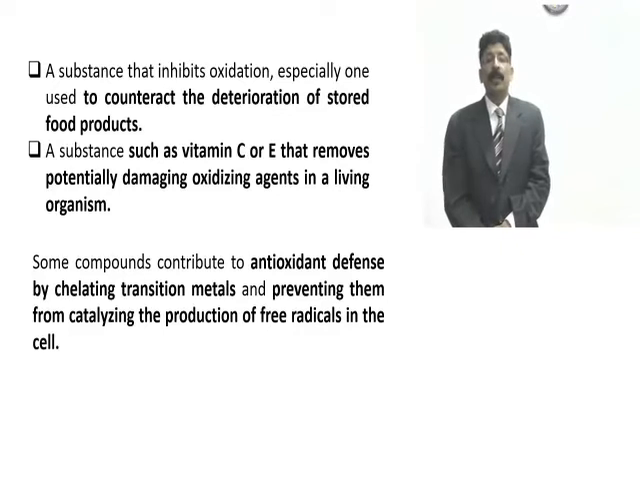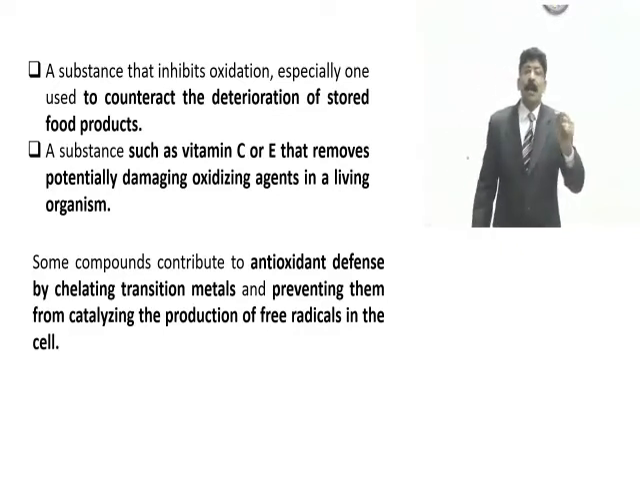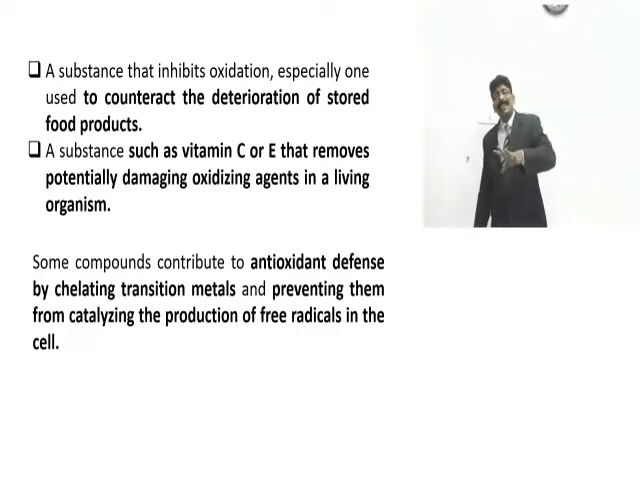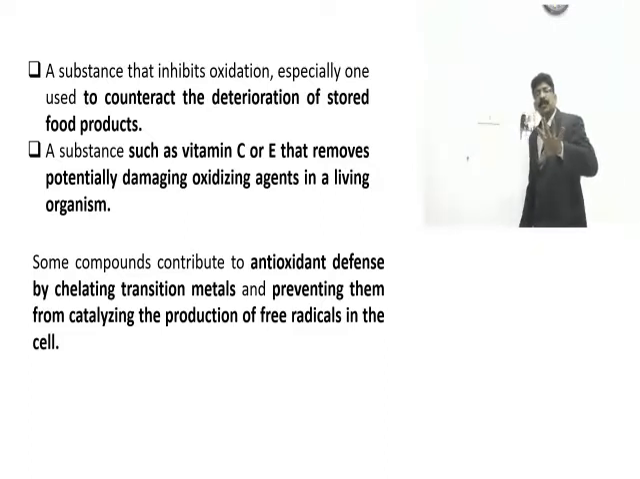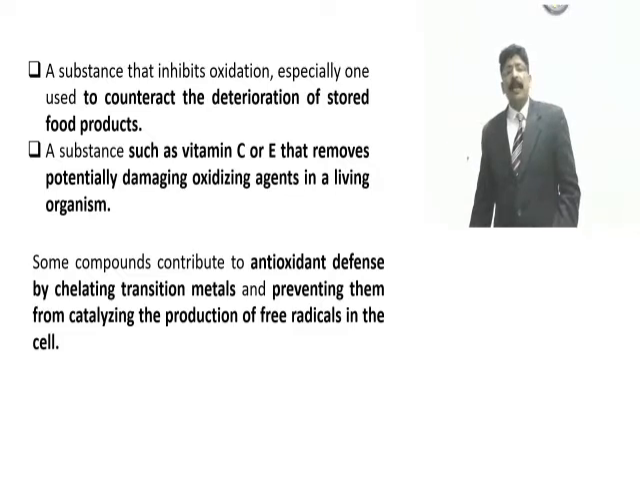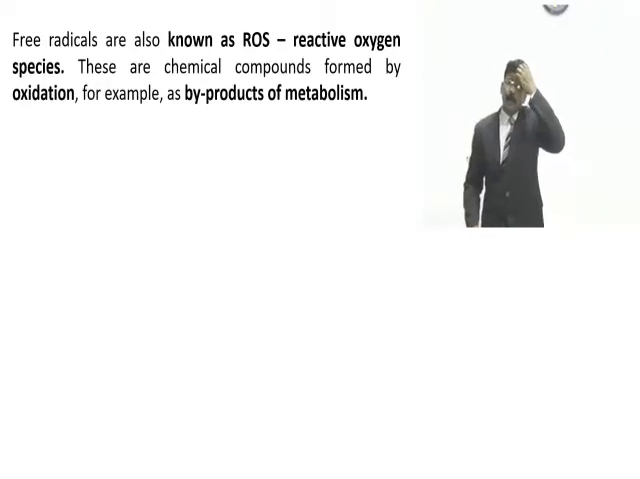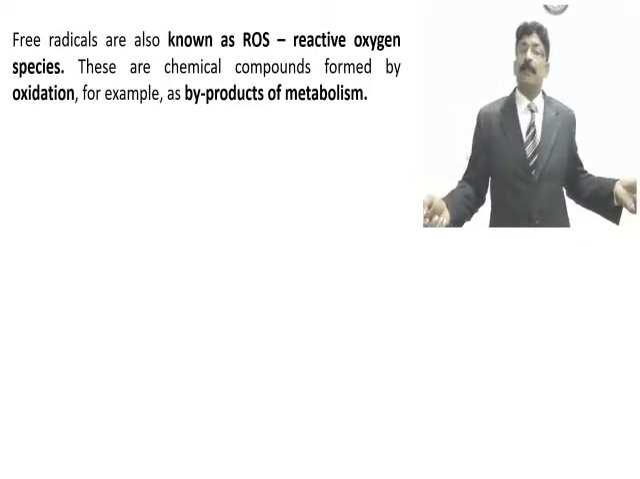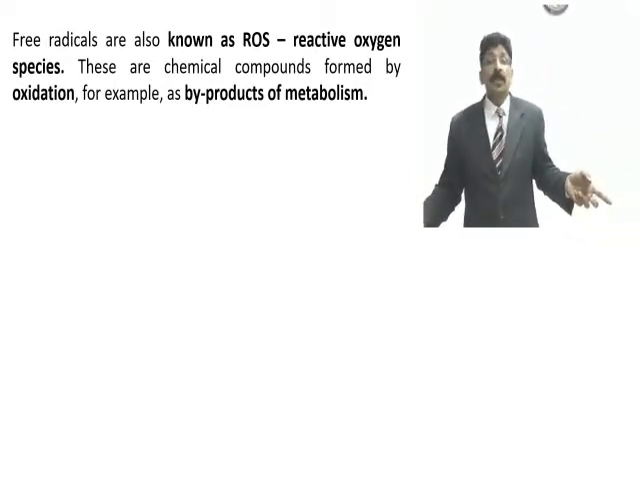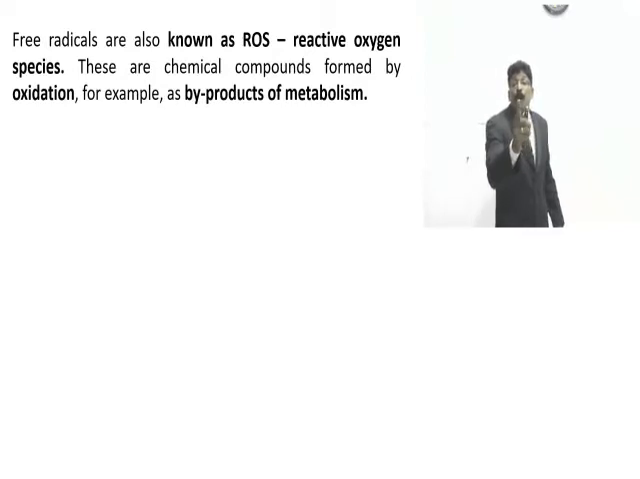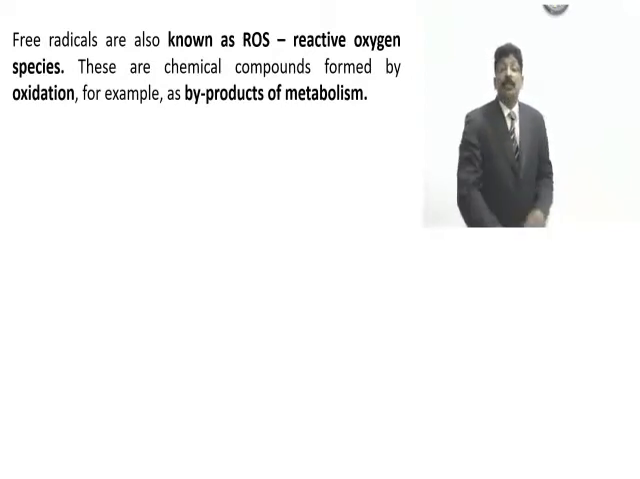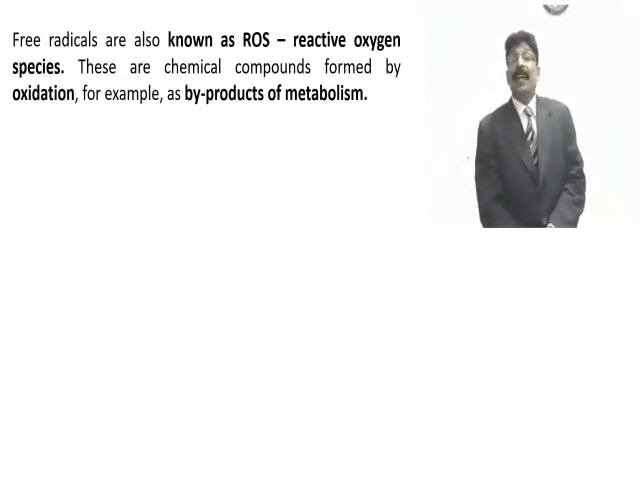You see? So some compounds contribute to antioxidant defense by means of chelating transition metals and preventing them from catalyzing the production of free radicals in the cell. So still now I did not say what is the problem if these free radicals are there. So what is a free radical? Free radicals are known as ROS, that means reactive oxygen species.